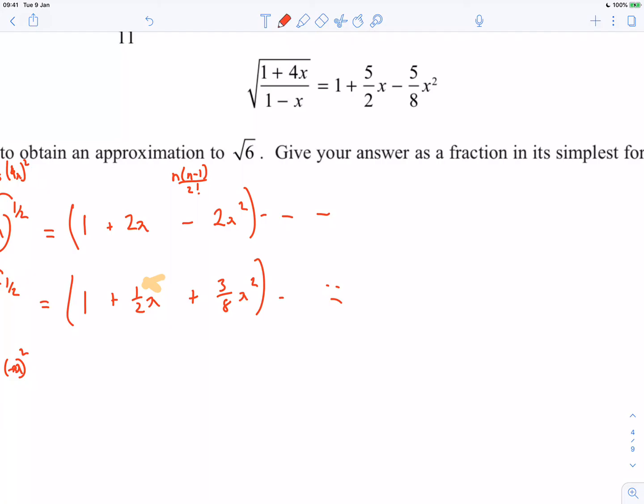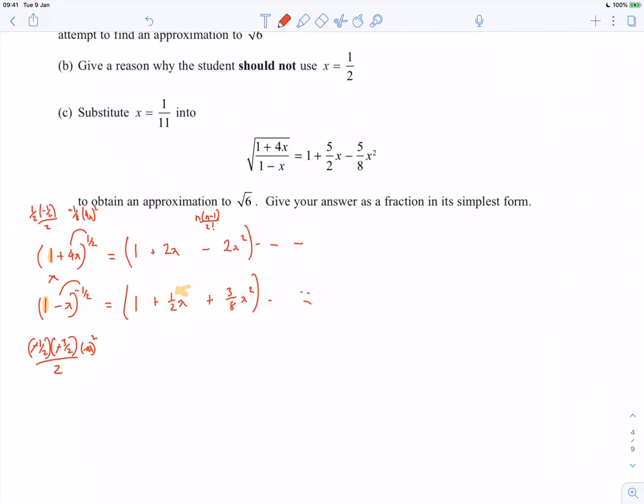Right, let's deal with the numbers first. So let's call, well, it is the square root of 1 plus 4x all over 1 minus x. This is approximately equal to. Now the number terms, it's only going to be 1 times 1. I can't do 1 times anything else because that's going to involve x's, that's not going to work. So that's a 1.